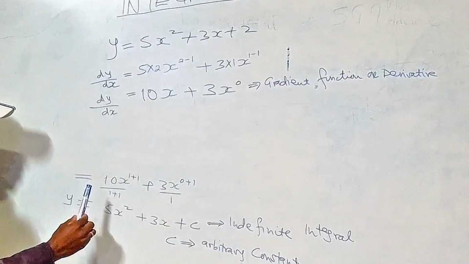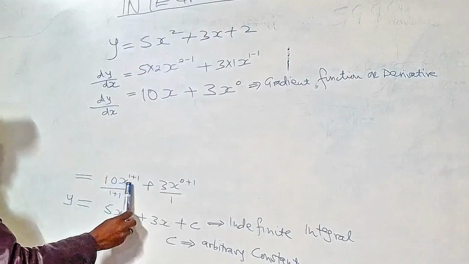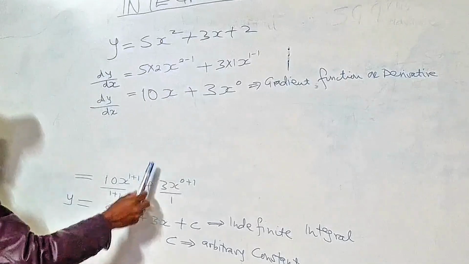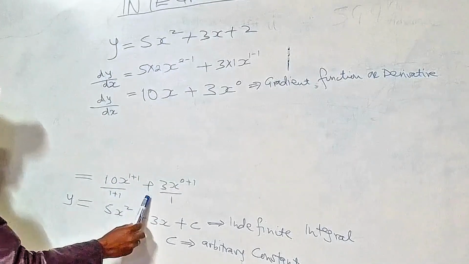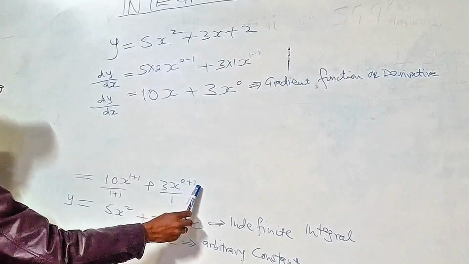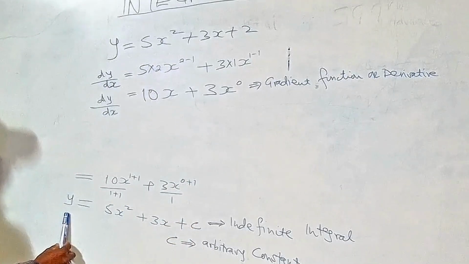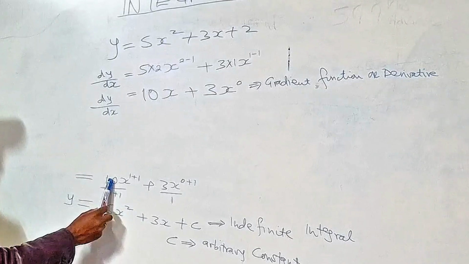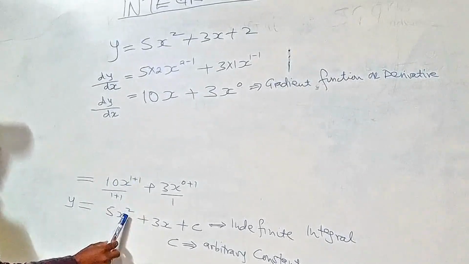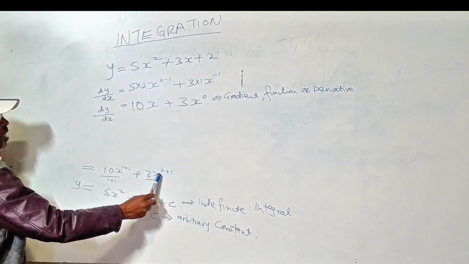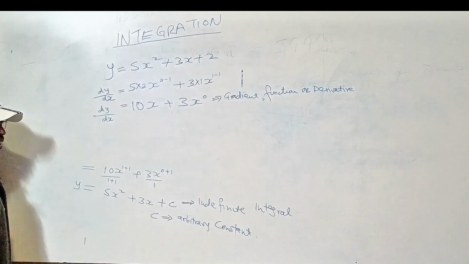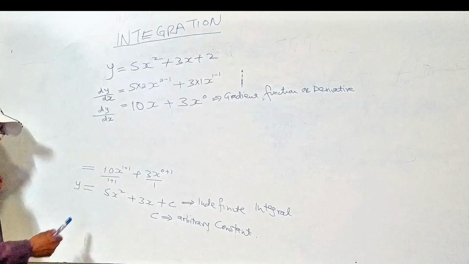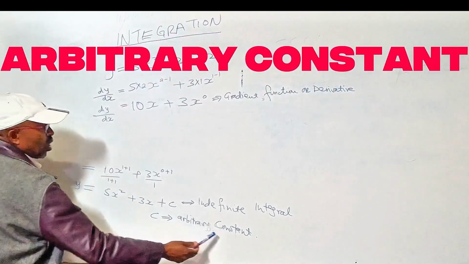So now to reverse, we need to increase the power of x by 1, which was x to power 1, so we increase the power of x by 1, and then we divide by the new power. Plus 3, the power of x was 0, so we add 1, we divide by 1. So we get our expression of y in terms of x as 5x squared, because 10 divided by 2, you get 5. 1 plus 1, you get 2, plus 3x, 0 plus 1 is 1, so you have 3x. We always add a constant c, because c can take any value, and we call c an arbitrary constant.